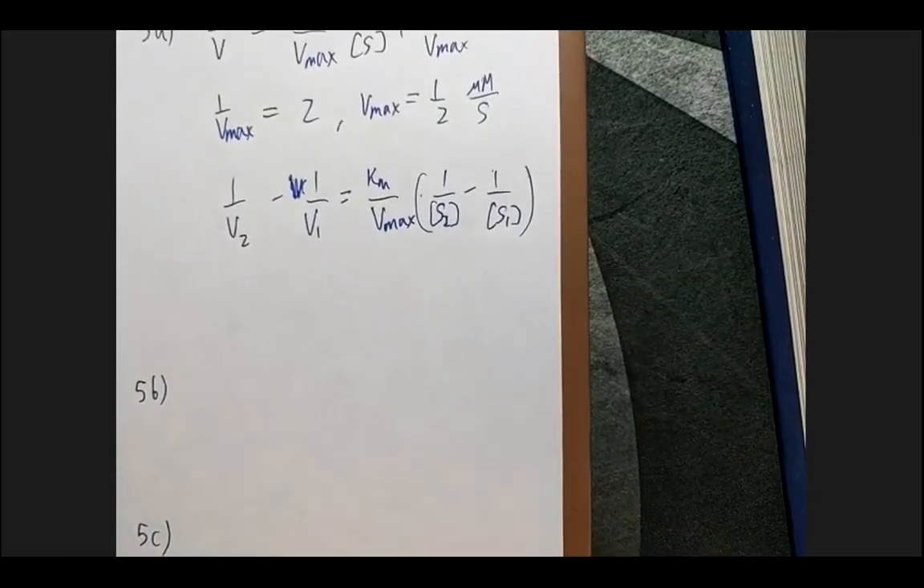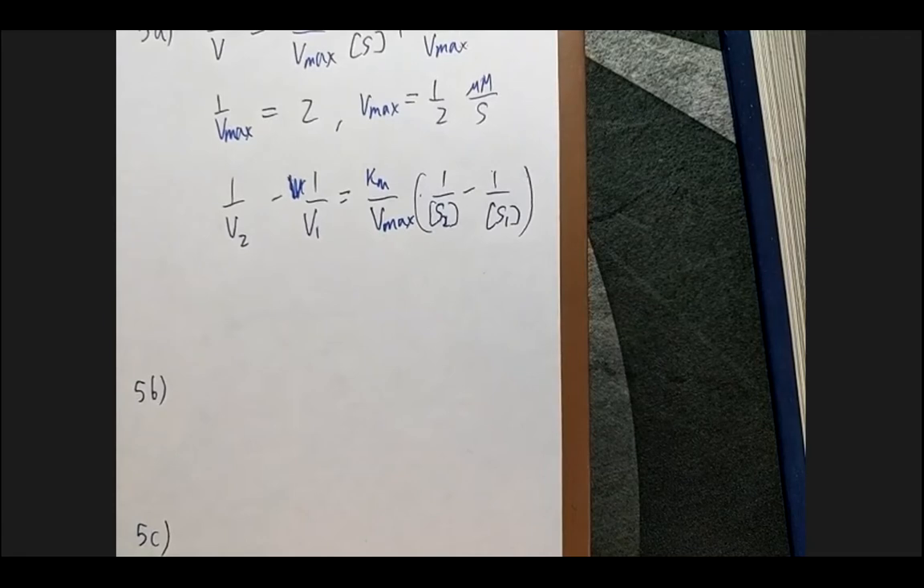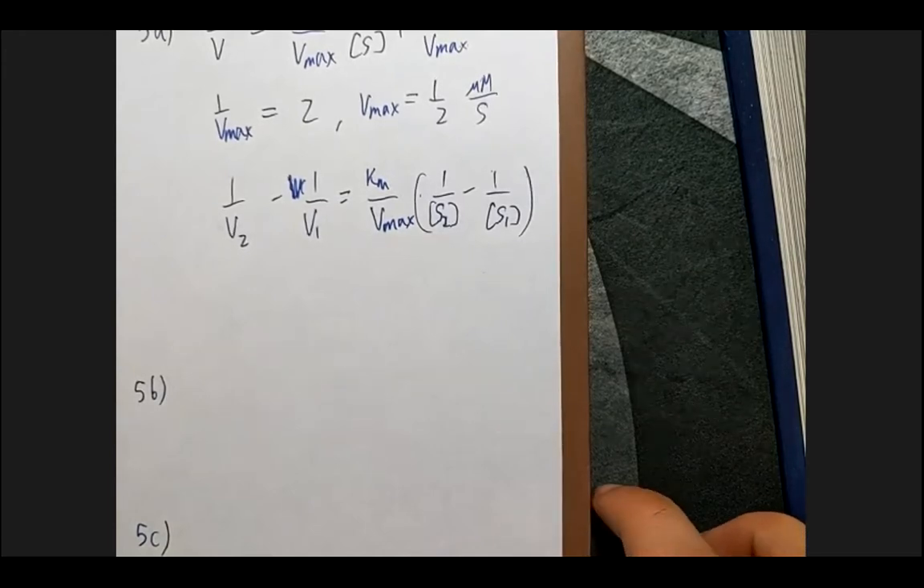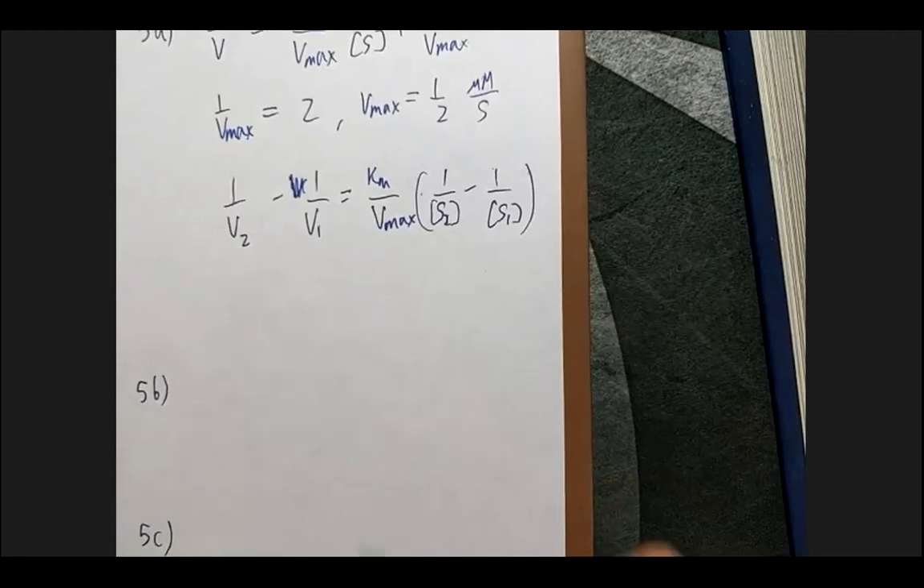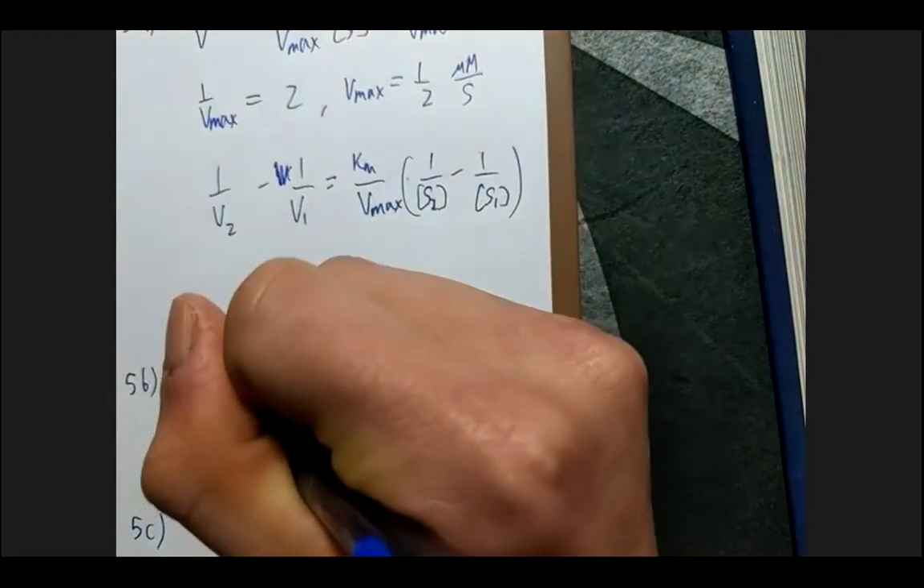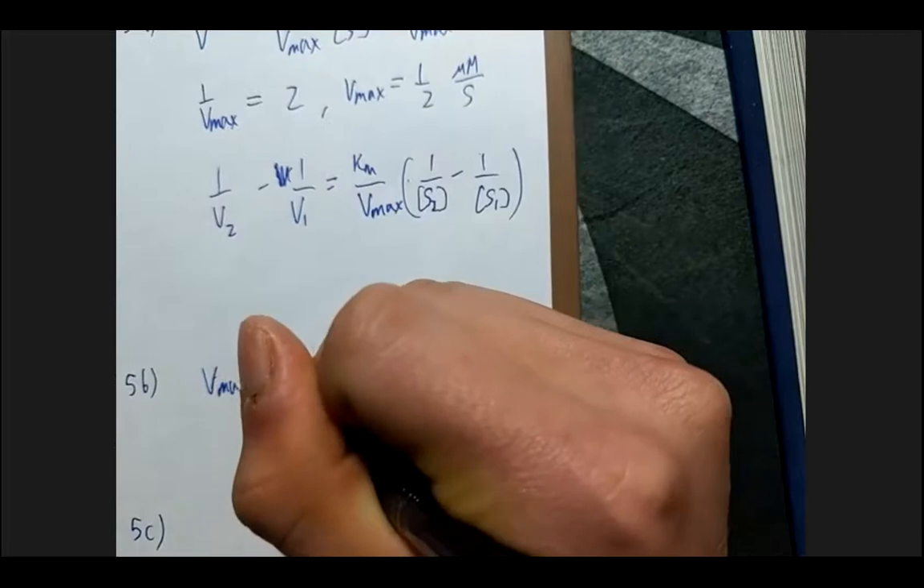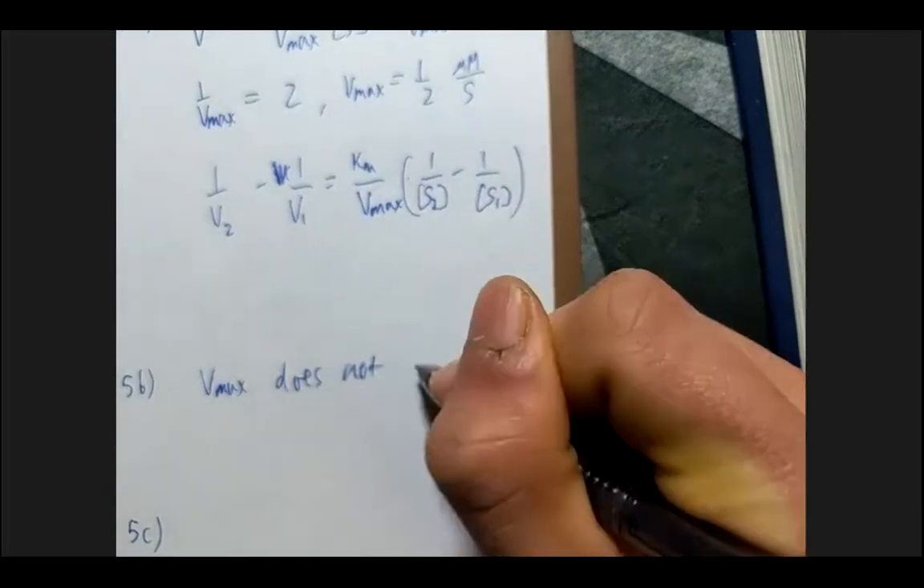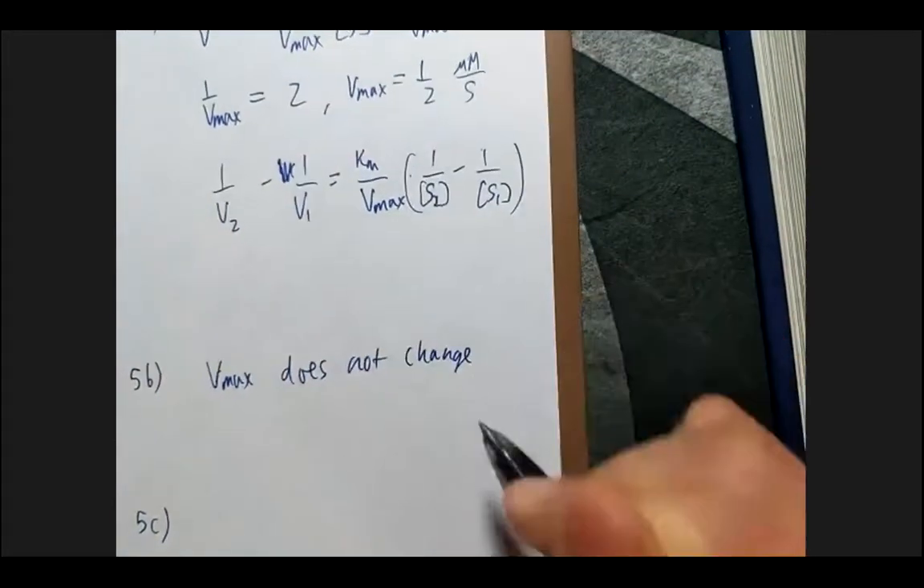For part B, they ask you about the mechanism corresponding to drug Y. As you should have been able to see from above, this one matches the case where Vmax does not change, and you should be able to figure it out from that. So yes, Vmax does not change.